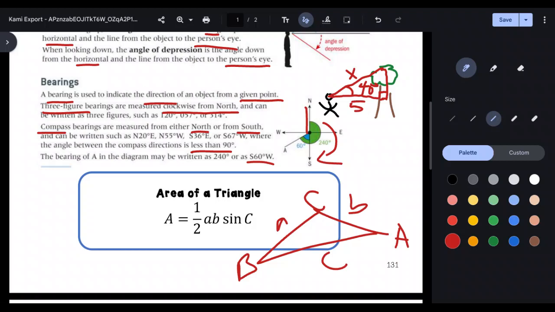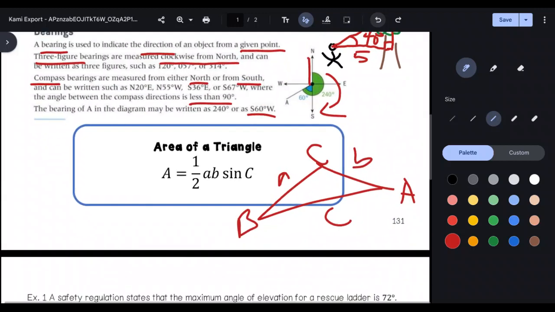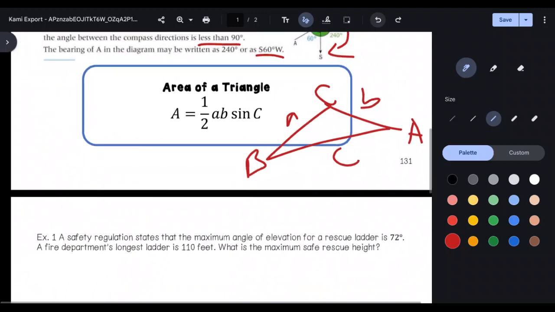So in this case, we have 1/2 times A times B and its included angle, C, and the sine of that included angle. But it could also be 1/2 A times C sine B, or 1/2 B C sine A, right? So that is definitely a formula that you should try and remember.